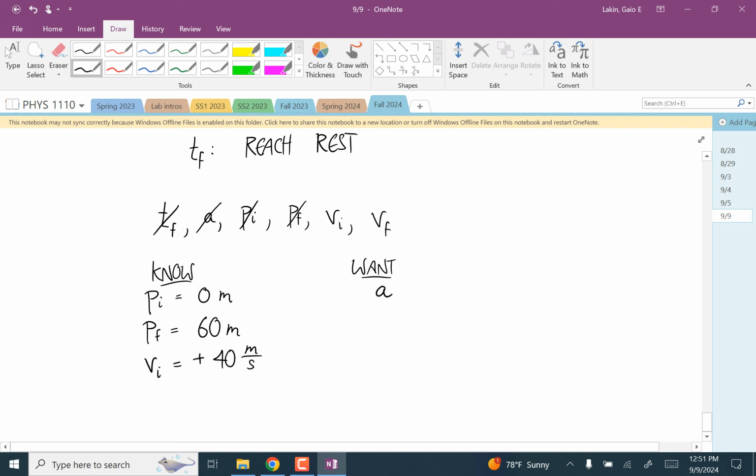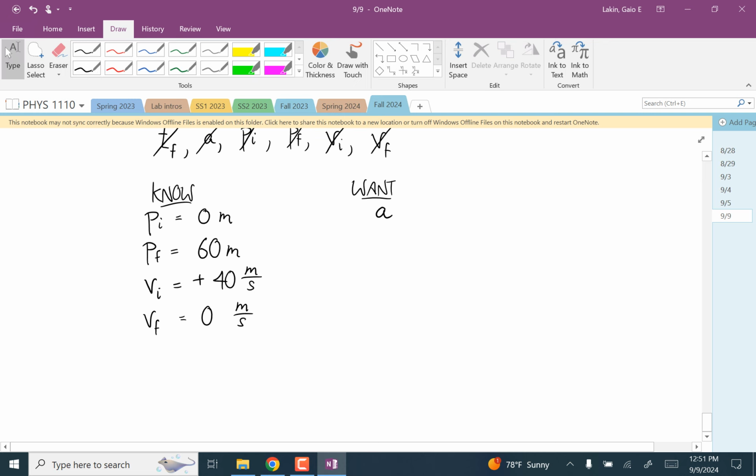And then the last one is when we turn the stopwatch off, do we know the velocity? Yes, rest always means 0 velocity. So V final is equal to 0. And now we're going to go through those equations and see if there are any that'll let us solve this. I'm just going to go through them and check to see if they work.